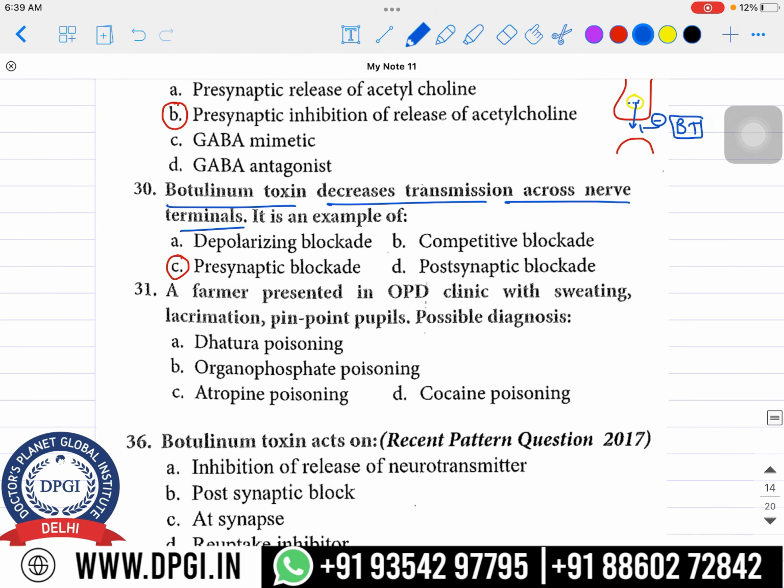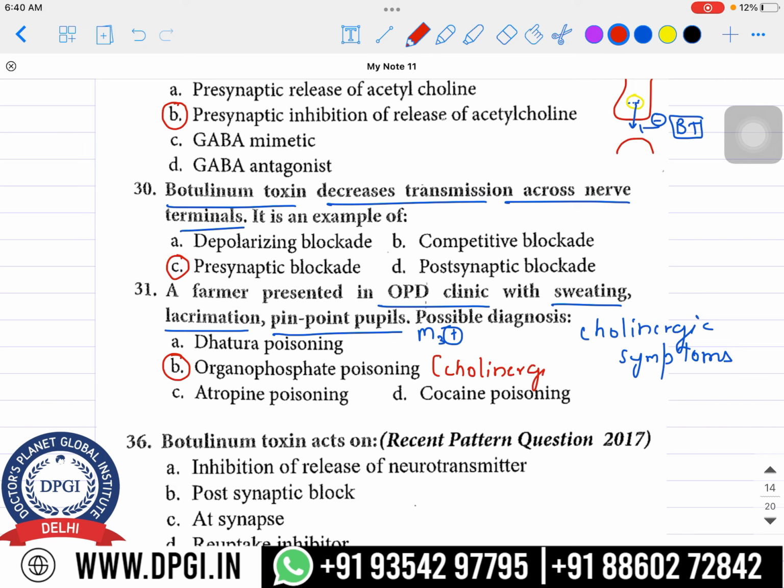Next question is, a farmer presents in the OPD clinic with sweating, lacrimation, and pinpoint pupils. What could be the possible diagnosis in such a case, right? So we have just talked about these; these are the cholinergic symptoms they are talking about. In the MCQ, you have to understand what kind of symptoms they are talking about in the question. For example, pinpoint pupils means you are stimulating the M3 receptor, right? Sweating and lacrimation again involve the M3 receptor. So these are the cholinergic symptoms, or I can say this is cholinergic poisoning, which can also be called organophosphate poisoning or OP poisoning, right? So that is the answer. It is also called cholinergic poisoning.